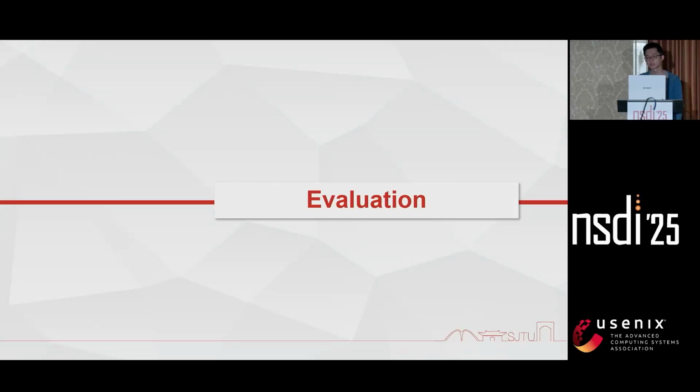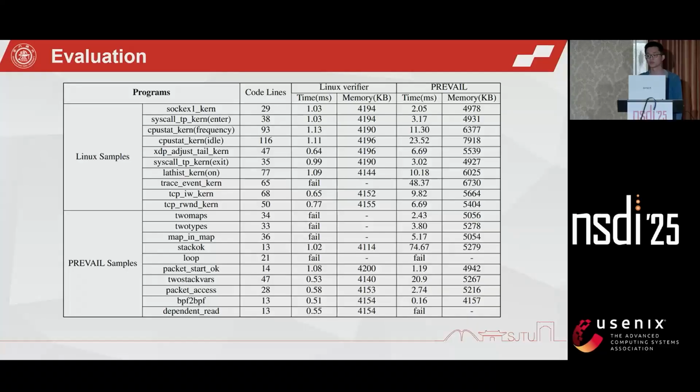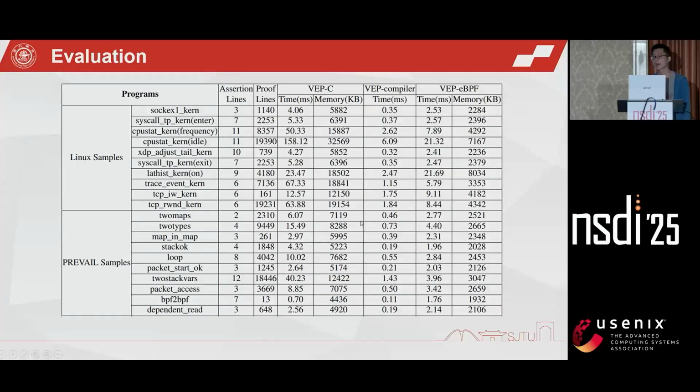And this shows some evaluations. In order to evaluate our toolchain, we took some programs from the Linux and PREVAIL datasets for evaluation. You can see that the Linux verifier and PREVAIL also have false positives on their own datasets due to version issues, like here and here. VEP was able to go through these examples, and the cost was as expected. VEP-C will cost more resources, and the VEP bytecode will cost less.